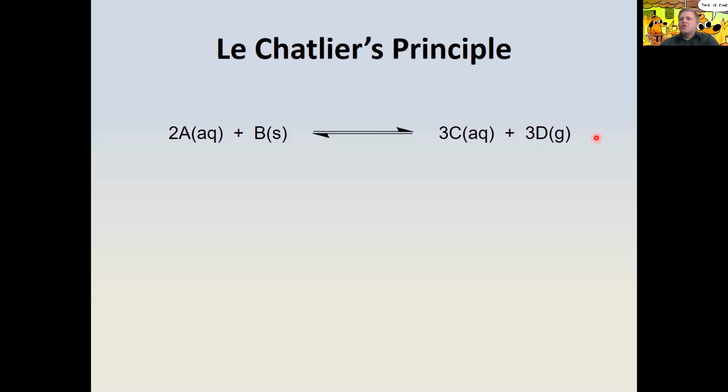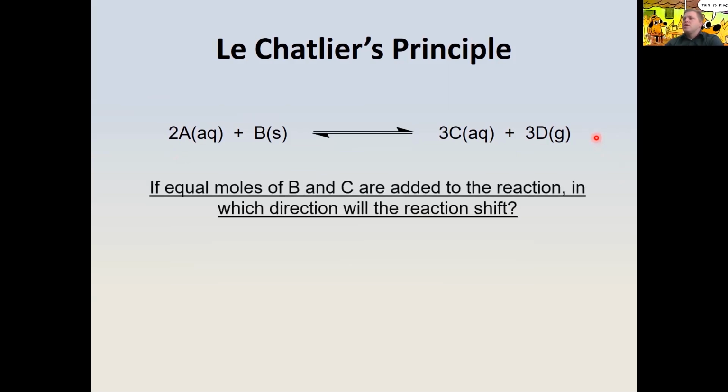But it gets a little trickier than that in practice, and let me give you some questions to help you identify why that gets a little more tricky. If we add equal moles of B and C to this reaction, which way will the reaction shift? Well, there's 3 moles on the C here, and there's 1 on the B here. So does that mean we have to add 3 times as many C to cancel out the number of B? Or does that mean that 1 mole of C is 3 times more than B?